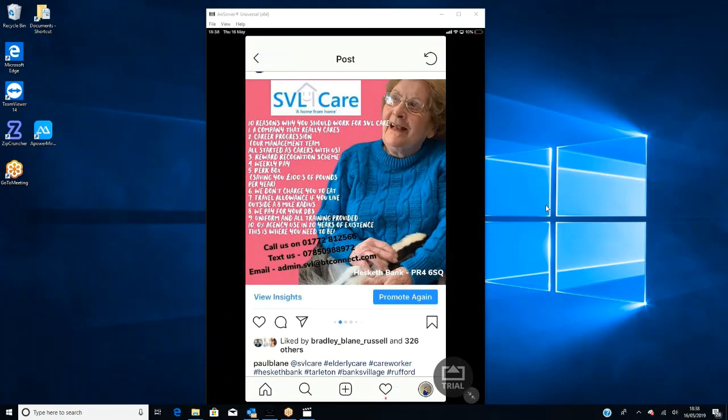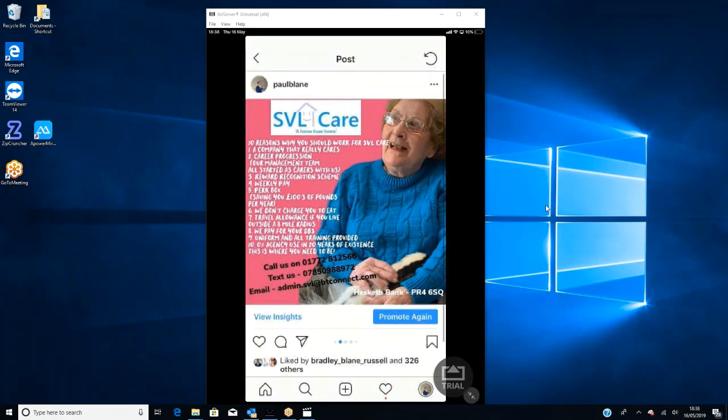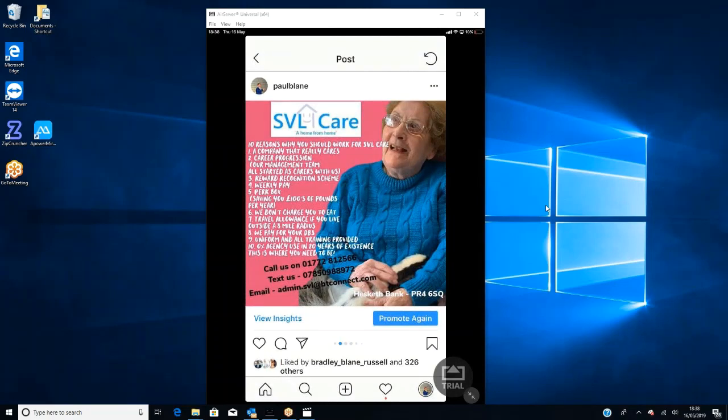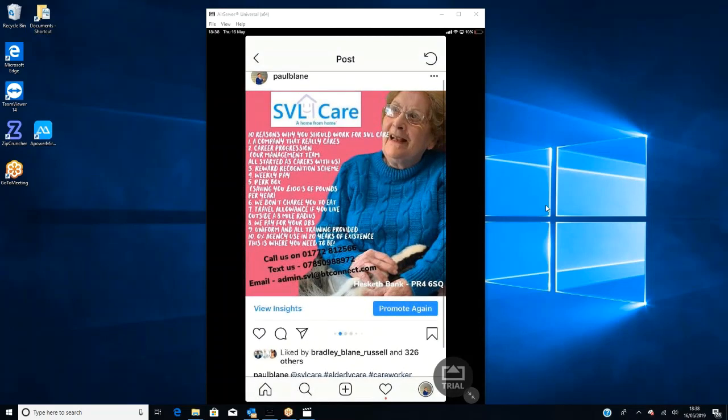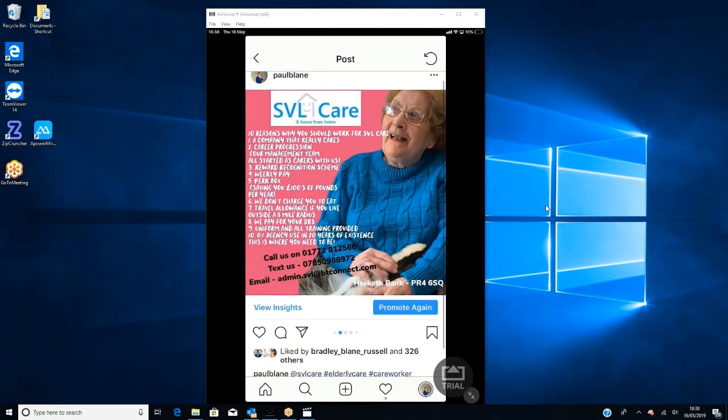Five, Perkbox, saving you hundreds of pounds per year. I don't know whether you have Perkbox or things like that, but it's certainly a good recognition scheme and worth looking at. So head over to Perkbox's website and tell them Paul Blaine sent you and see if we can both get a deal out of it. But it's a good recognition scheme.